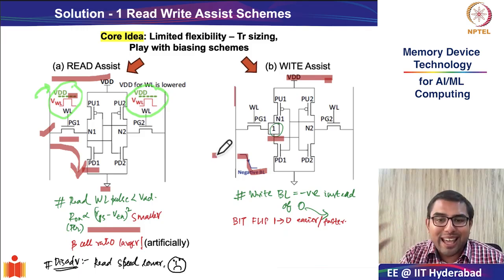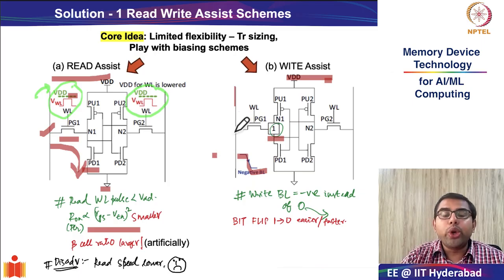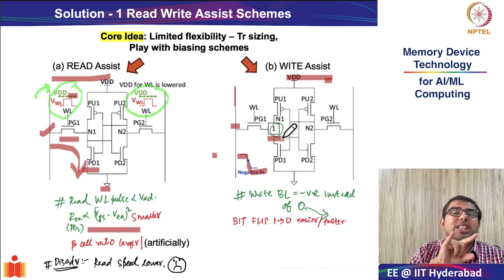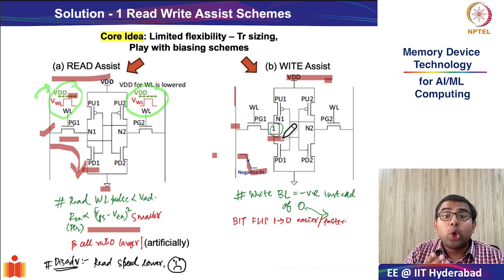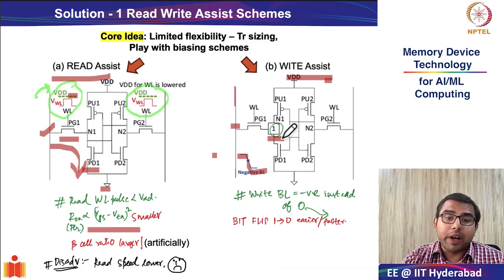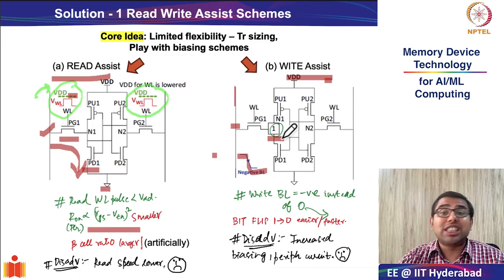Now, how does that help? Compared to your original biasing scheme where the bit line was 0 and the internal node was VDD, where the potential difference was just VDD, now you have a higher potential difference. Why? Because the bit line has been asserted to a negative bit line value. As a result, the bit flip from 1 to 0 will become easier and it will become faster. But there are no free lunches in life.